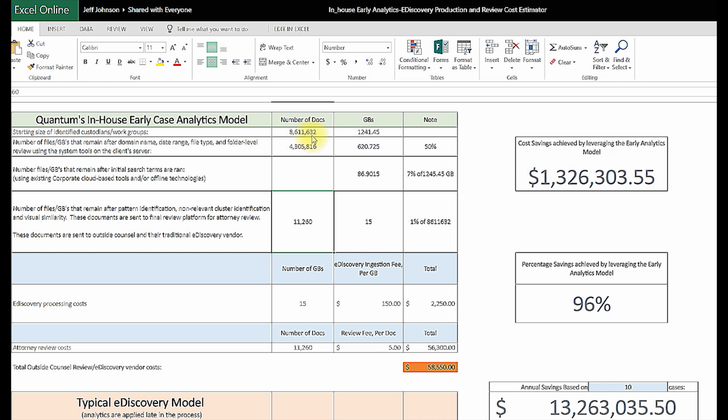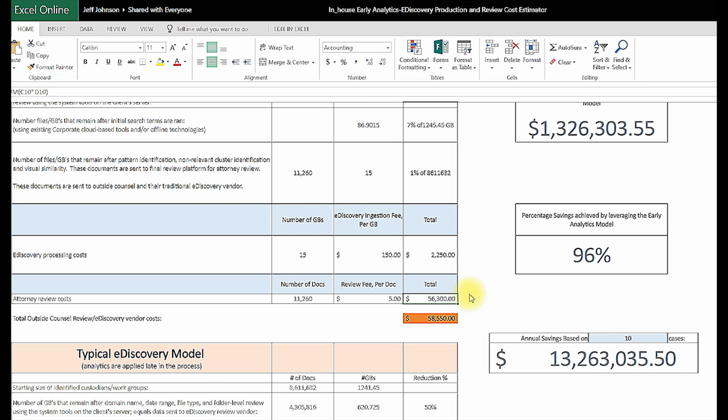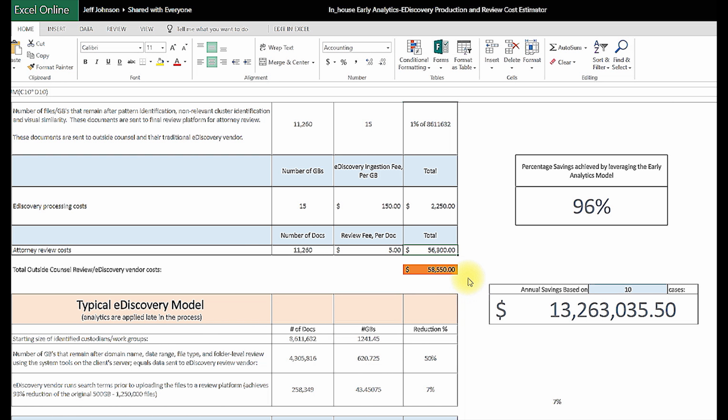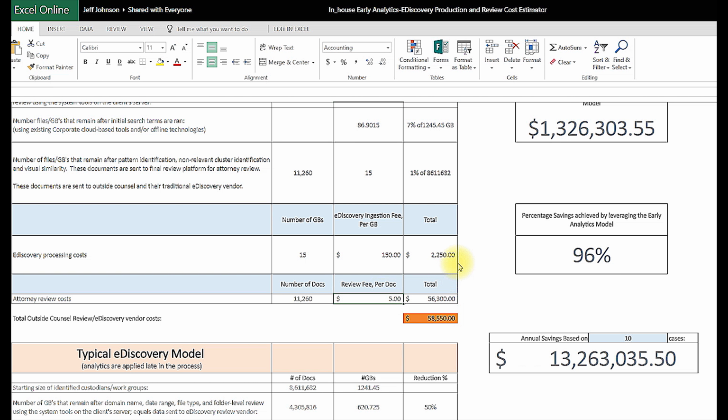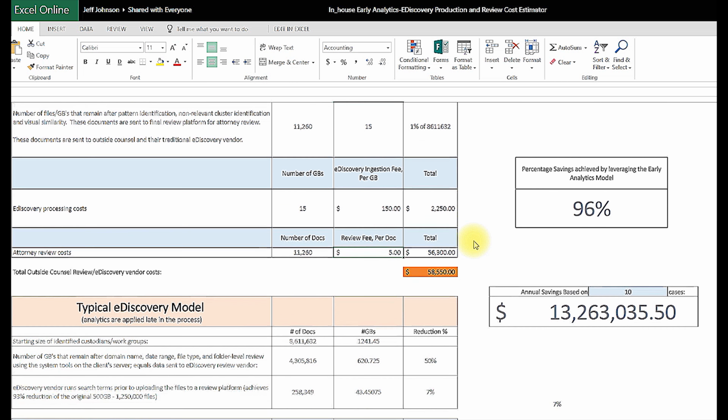So we go from 8 million documents to 11,260 documents, and ended up sending that 15 gigabyte data set to a traditional e-discovery vendor for processing and review by outside counsel. And these are the costs we ended up with. About $58,000 in total costs at $5 per document. Now we'll probably drop that down to $1 a doc later on, but that's where it's set currently.